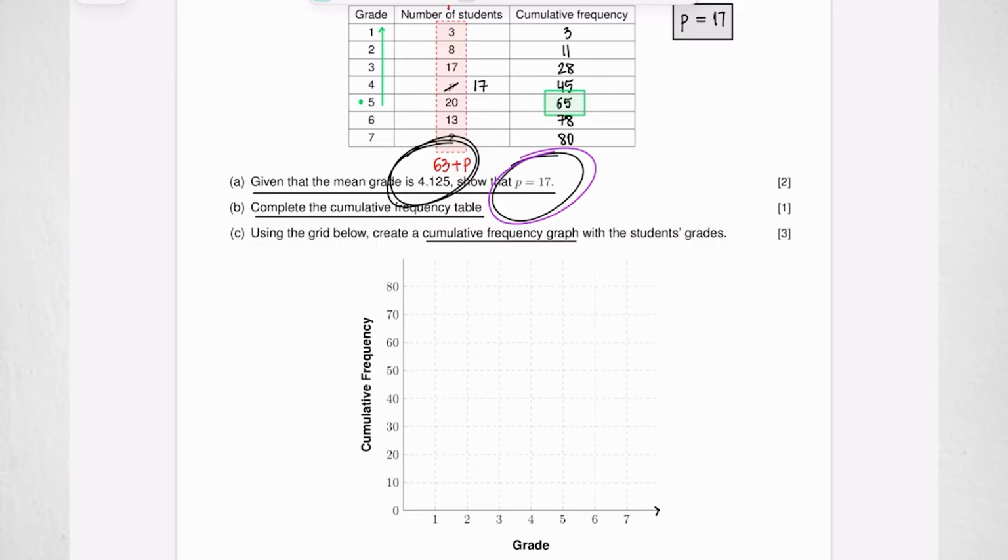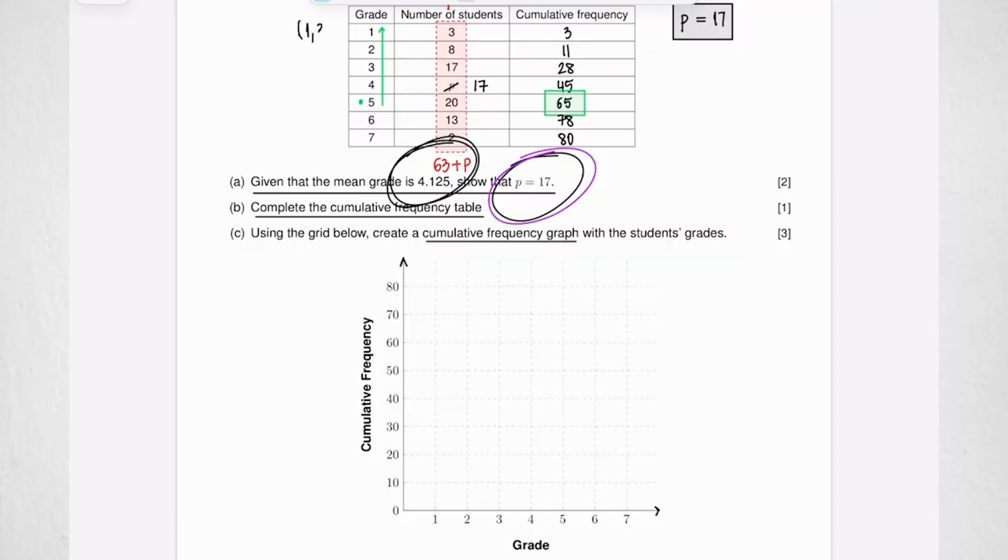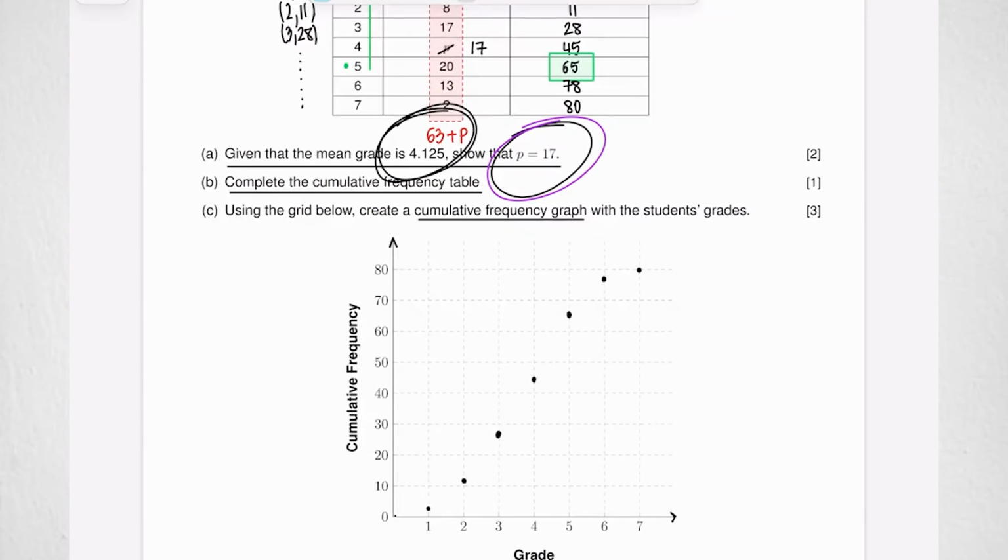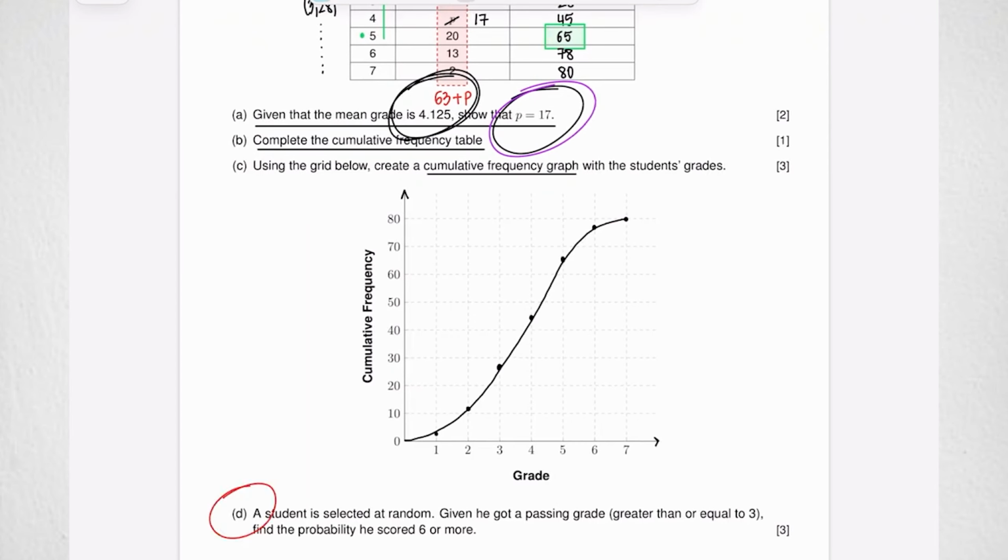If grade is the horizontal axis, which is similar to the x-axis, and cumulative frequency is the vertical one, which is similar to the y-axis, you can view these as points. So for example, you have the points (1, 3), (2, 11), and so on and so forth. And when you plot these points, you should see a curve that looks like the letter S. And there you go. Now onto a simple probability question.